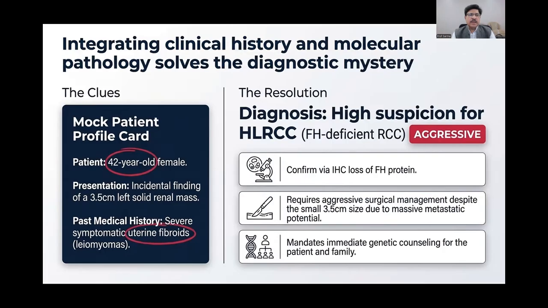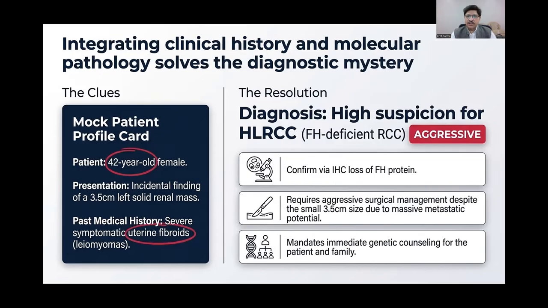Our index case, the vignette case: a 42-year-old female. She had a 3.5 centimeter left-sided solid renal mass. She also had a uterine fibroid. Now, the three clues are there: age less than 46, size less than 7 is important, and uterine fibroids, leiomyoma, are associated. Now, there is high suspicion for FH deficient RCC.